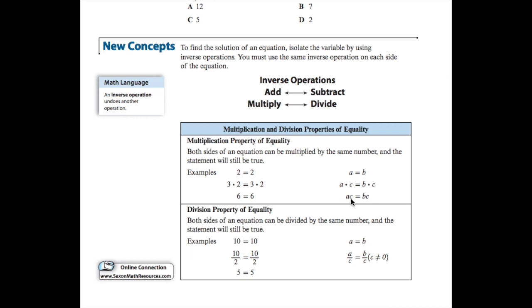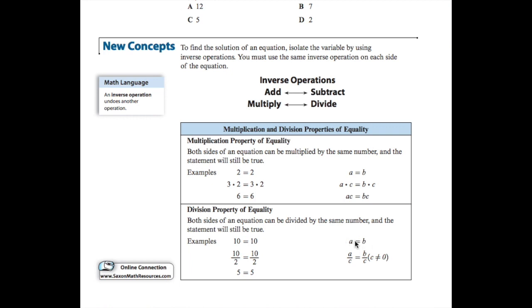So anytime there is multiplication happening on both sides, the equation is still equal, just like in the form of the division property of equality. If you divide by the same thing on both sides of the equation, you get the same answer. Both sides of the equation can be divided by the same number and the statement will still be true. For example, 10 equals 10, and 10 divided by 2 equals 5, it's the same thing as 10 divided by 2.